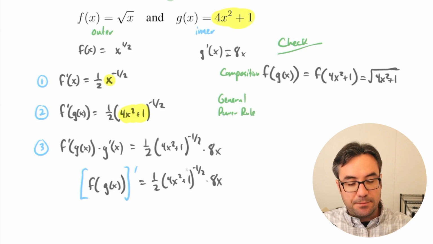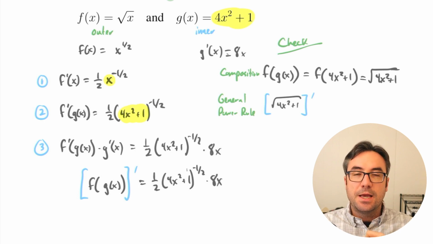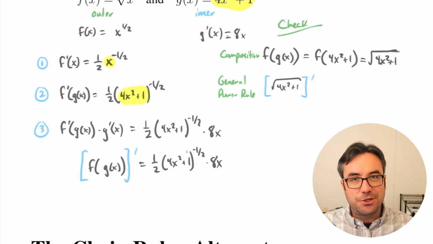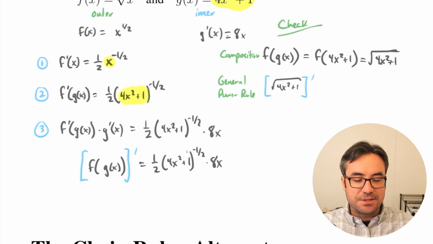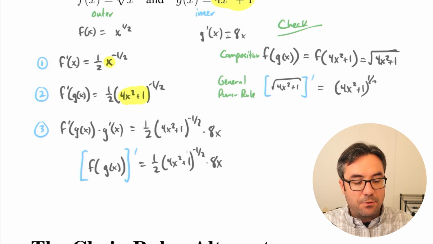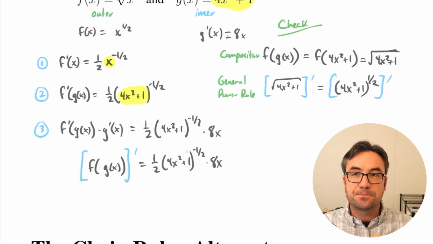So let's see what we get. We're going to calculate the derivative of the square root of 4x squared plus 1. And probably what we should do, just like we did over here, before we start doing any derivatives, is rewrite that root function. We'll write it as a power function raised to the 1/2. Then we'll do our derivative.